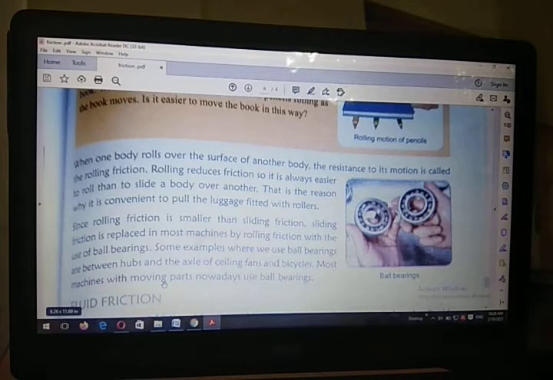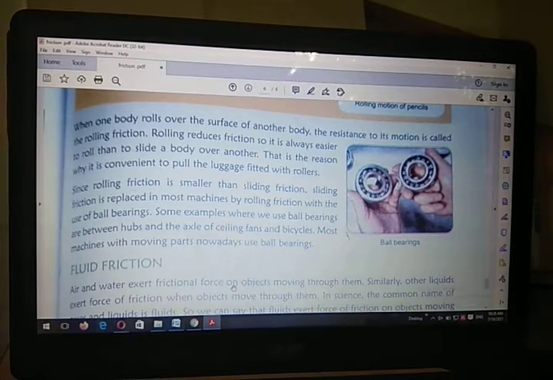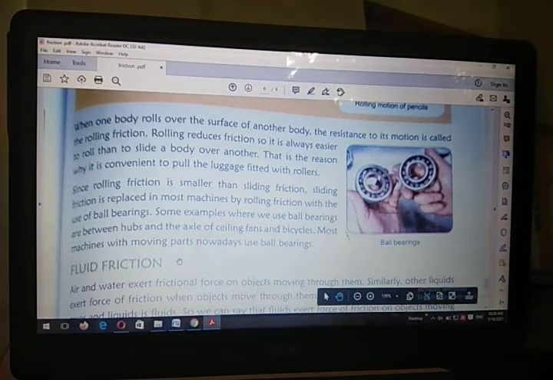Some examples are also there where we use ball bearings. These ball bearings are between the hubs and the axle of ceiling fans and bicycles to let them move very easily due to rolling. Most machines with moving parts nowadays use ball bearings. So a ball bearing is always used to reduce rolling friction.